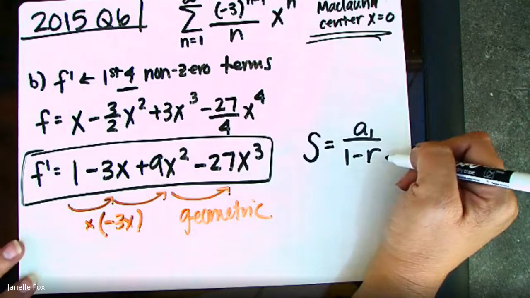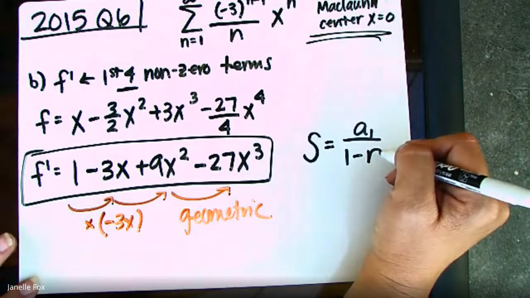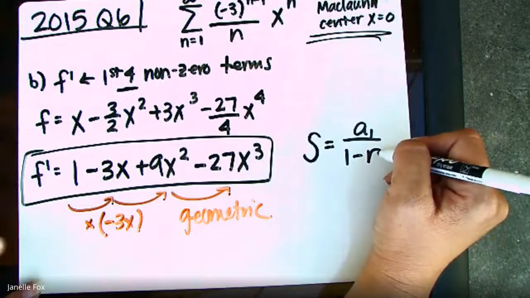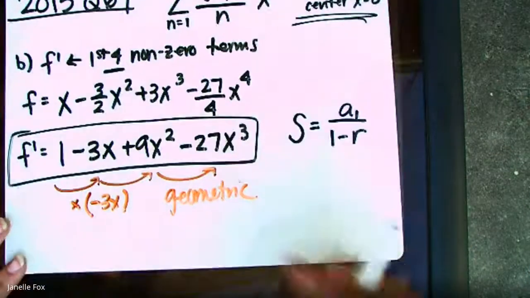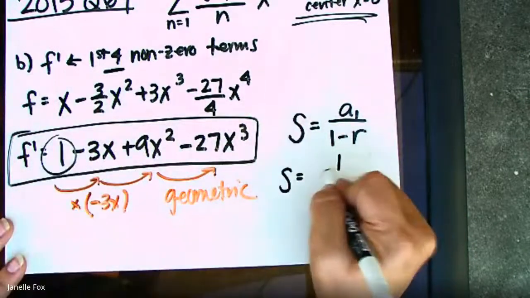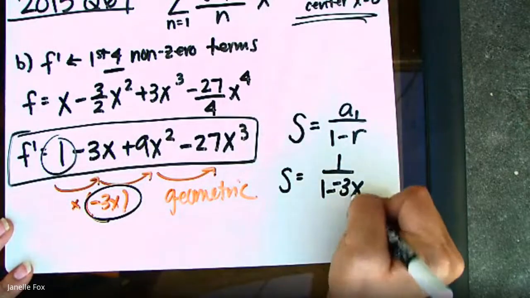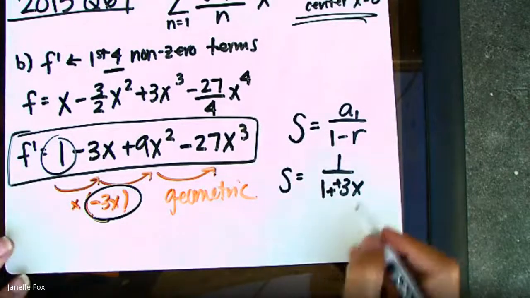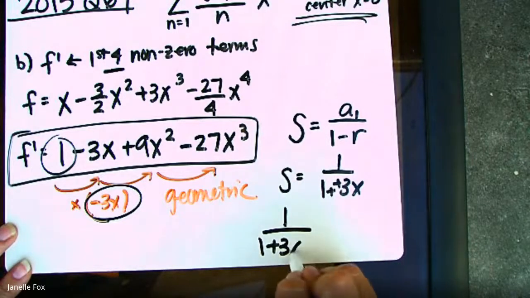By finding the interval of convergence, we know the values that are going to make this less than 1. So basically, I'm just going to take the first term and the common ratio and slap it together. So this sum is going to be the first term, which is a 1, and then the common ratio of negative 3x, so 1 minus a negative 3x becomes a plus, and then we get, for our answer, 1 over 1 plus 3x.